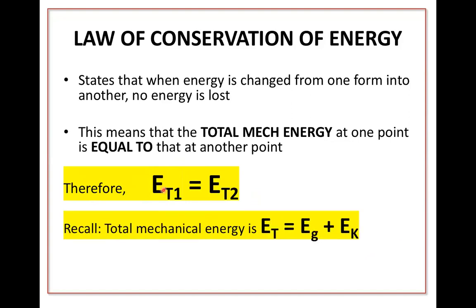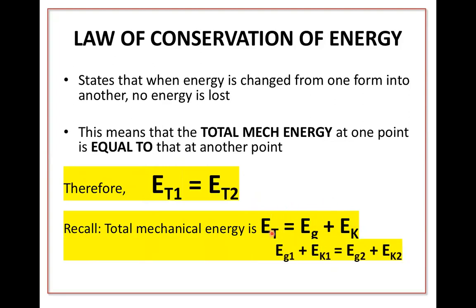And recall that ET at any point is made up of potential energies and kinetic energies. So for now in grade 11, we have EG plus EK makes up our mechanical energy. And therefore, if you combine these two statements, EG1 plus EK1 equals EG2 plus EK2. And this is talking about the total mechanical energy at one point, at point 1, is equal to the total mechanical energy at point 2.